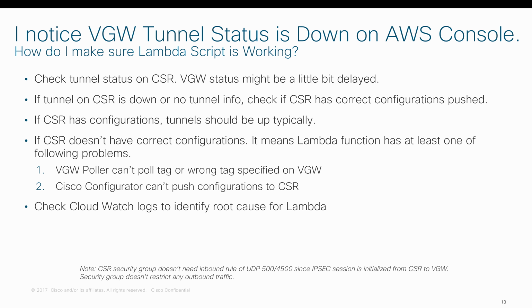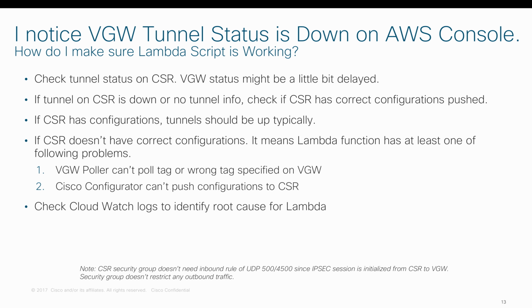Just to let you know, the CSR security group doesn't need an inbound rule for UDP 500 and 4500. That is because the CSR is the IPsec initiator, so the CSR will do outbound. And because the security group is more like a firewall, the return traffic will be allowed. So you don't have to put an inbound rule.